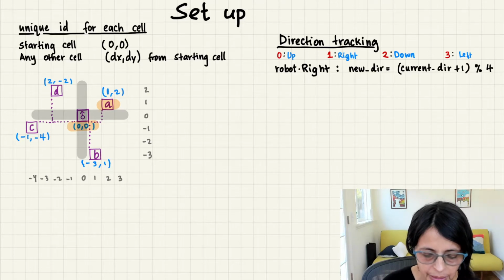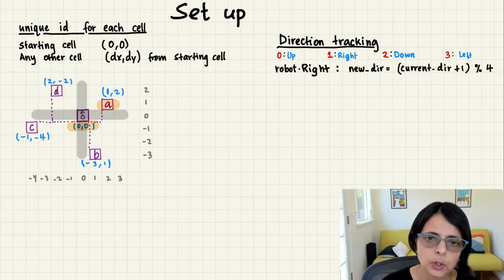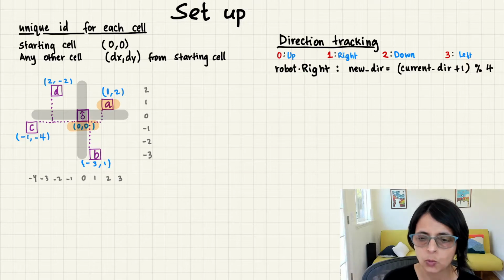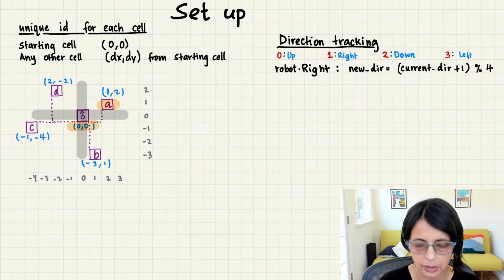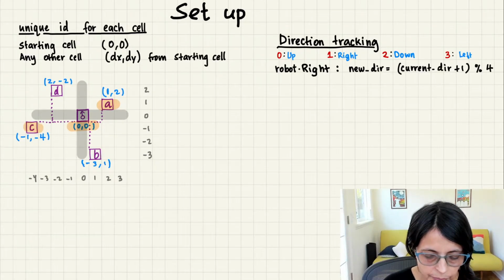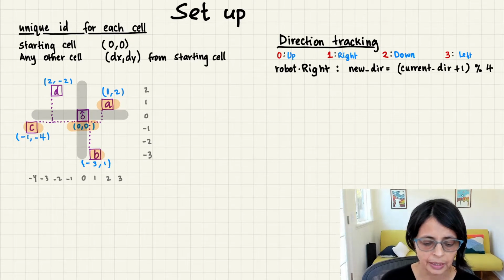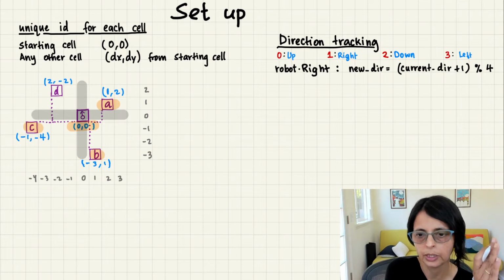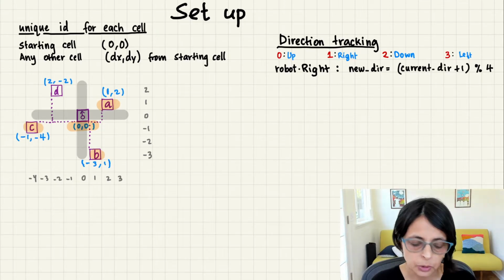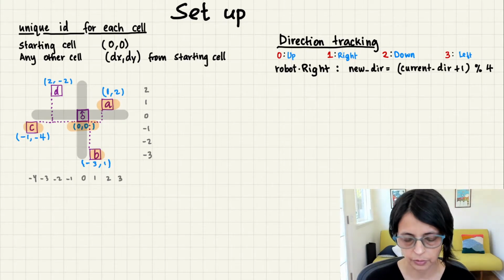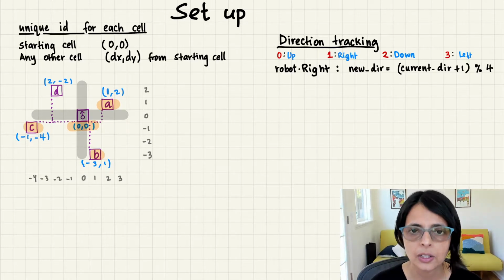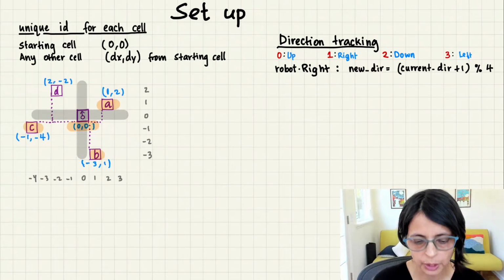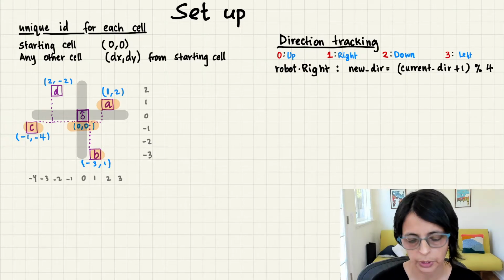Now look at cell B. It is 3 rows below the starting cell, and it is 1 column to the right of the starting cell. So its identifier would be -3 and +1. Similarly, look at cell C. Here, it is 1 row below the starting cell and 4 columns to the left of the starting cell. So its unique identifier would be -1, -4. So that's our solution, our proposal for generating a unique ID for each cell.